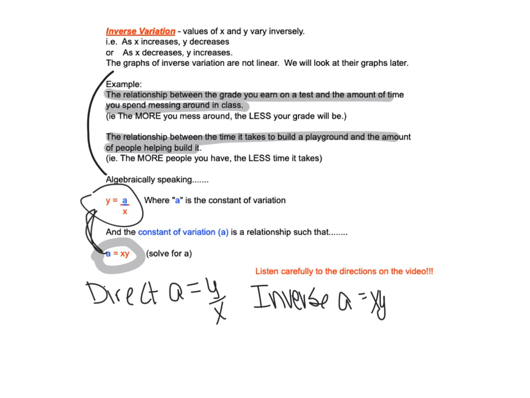Okay, so now that we've gone through what inverse variation is and examples of what it is in real life that you could use, I want you to do the same thing you did with direct variation. Pause the video and go find the piece of paper that says inverse variation and your class period, and write an example in real life, like the grade and messing around, or the playground and the time. Think of something in real life where something varies inversely, just like you thought of something for direct variation. Then come back in and start the video on the next slide.